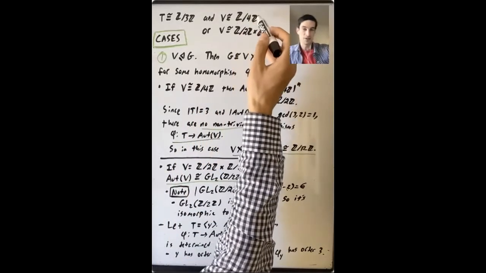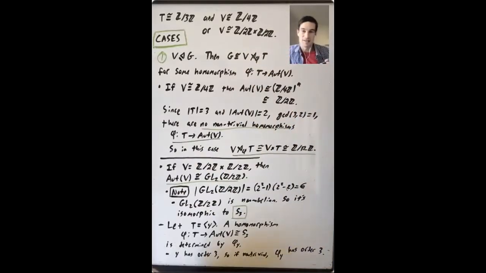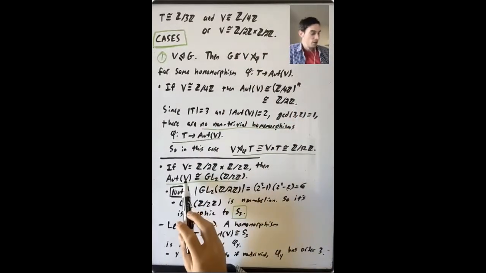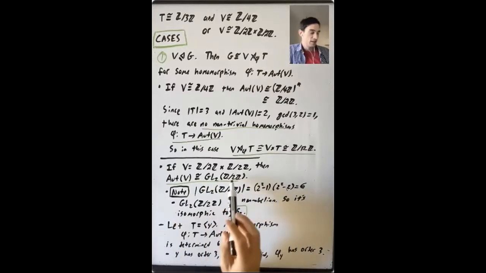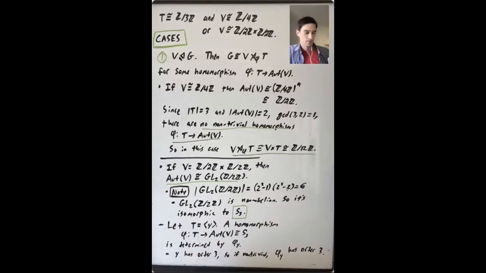If V is not isomorphic to Z mod 4Z, then it's isomorphic to Z mod 2Z cross Z mod 2Z. Well, if that's what V is, then Aut V is isomorphic to GL2 of Z mod 2Z. And what does that group look like? Well, what's the order of the group?